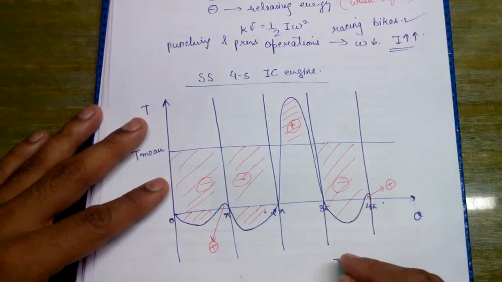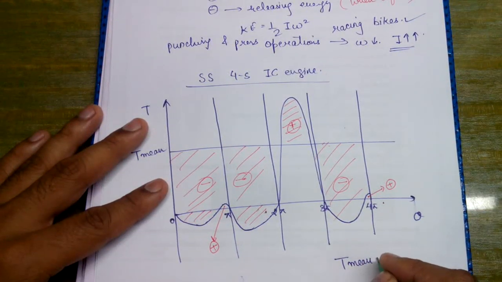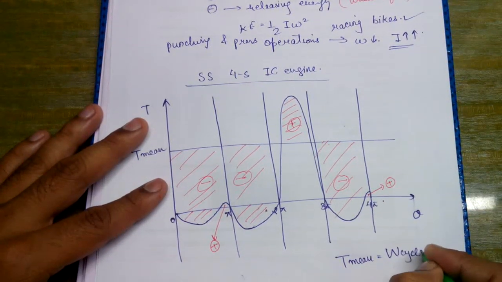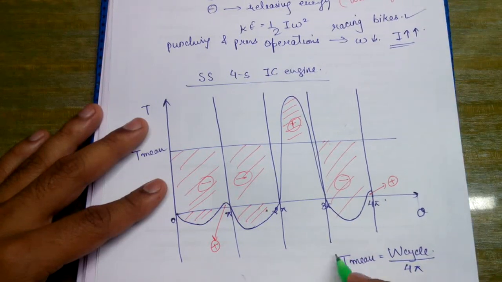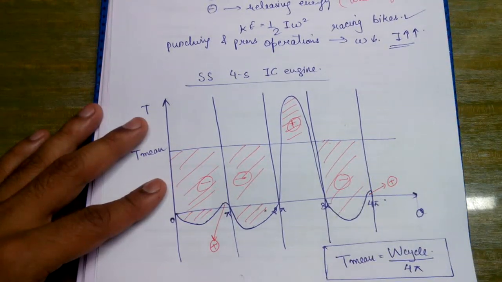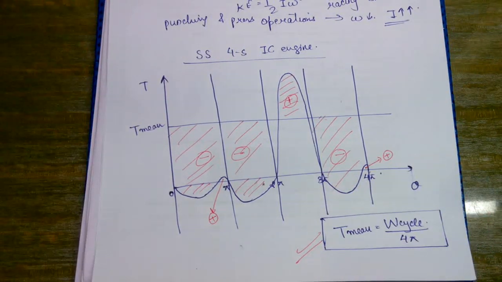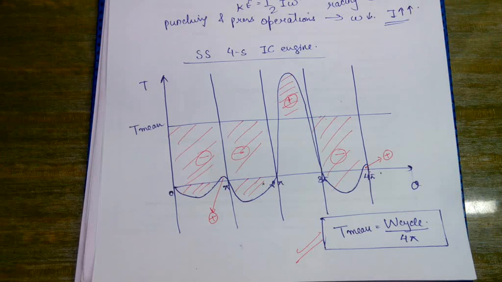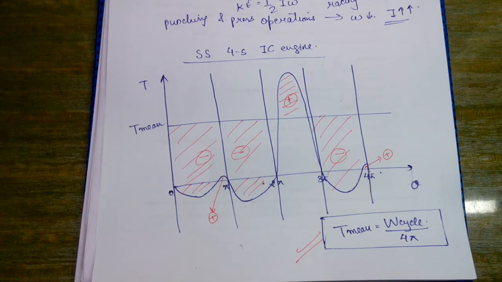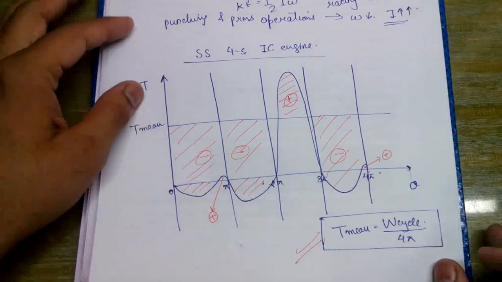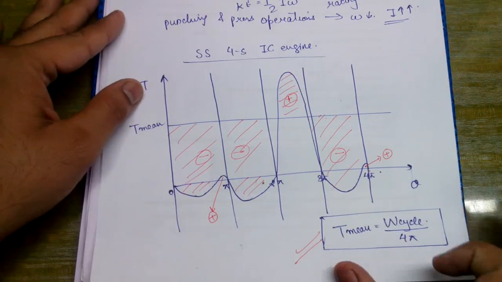So here also T mean can be written as W cycle upon 4 pi. Now we will divide by 4 pi because the total cycle angle is actually equal to 4 pi. Okay, now we will start with the fundamental equations of flywheel.